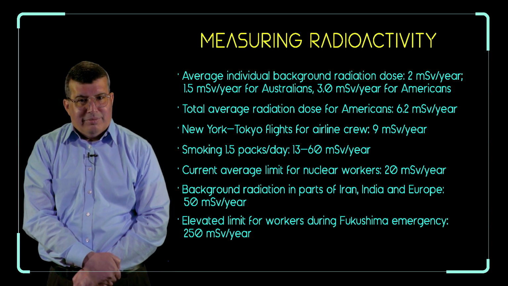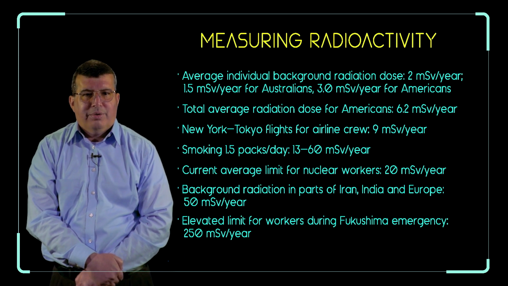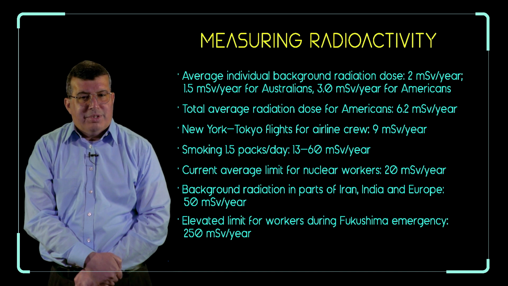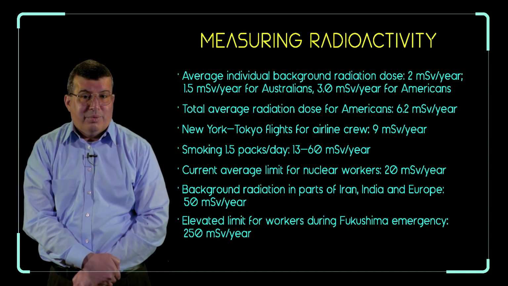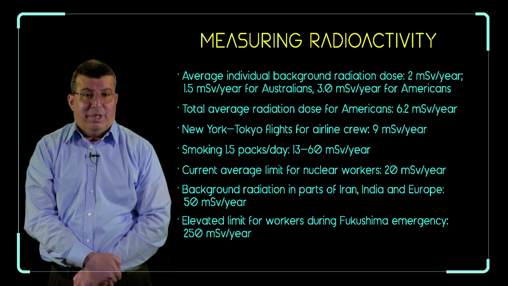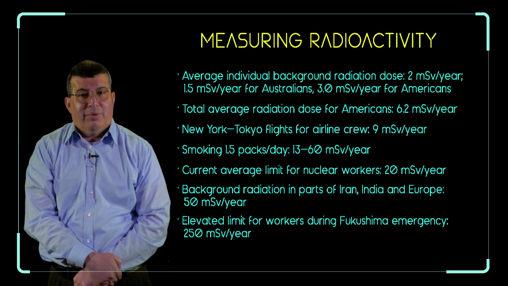The radiation limit for nuclear workers is about 20 millisieverts per year. Now, during the Fukushima emergency, there was an emergency limit, elevated limit. Those people were allowed to be exposed to 250 millisieverts per year for working during the Fukushima emergency. So these are many, many different sources of radioactivity.